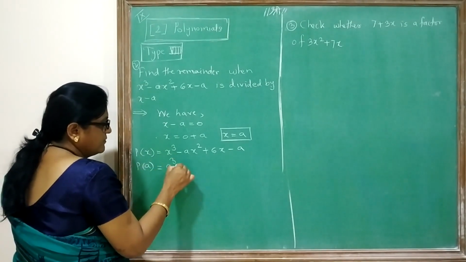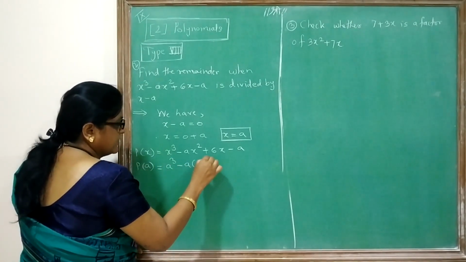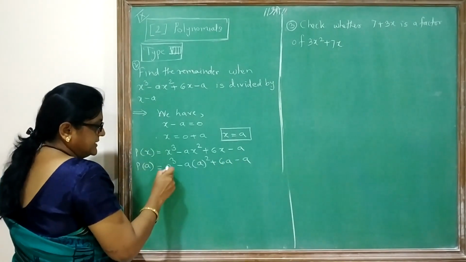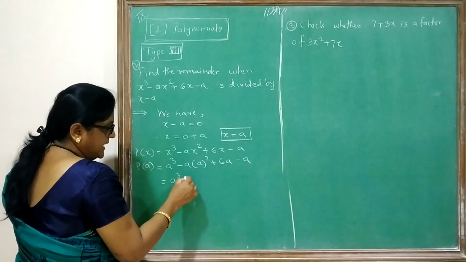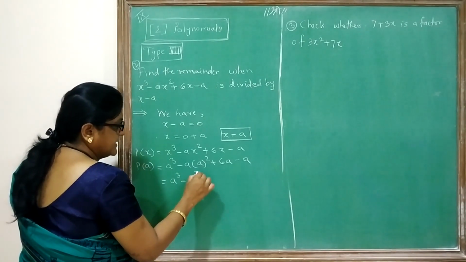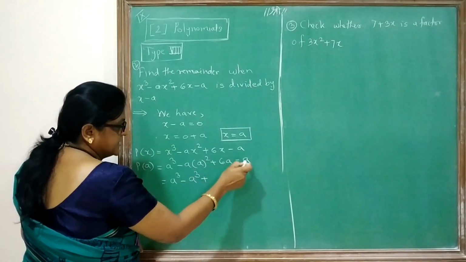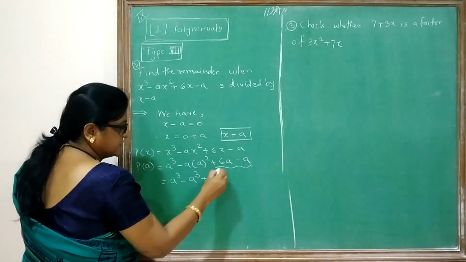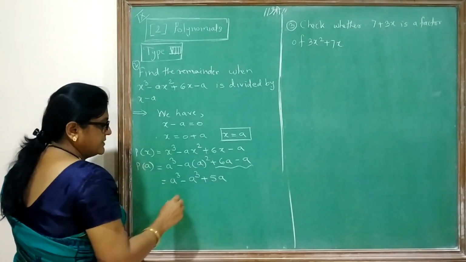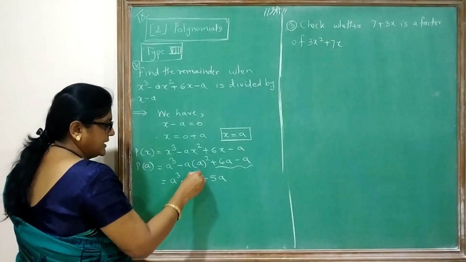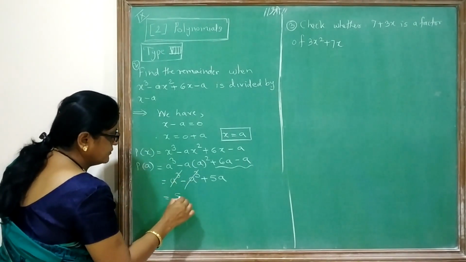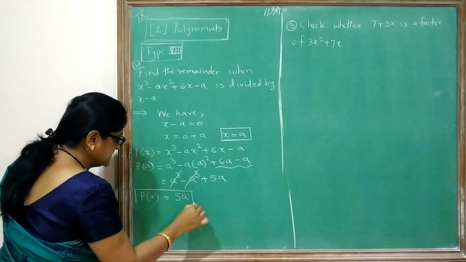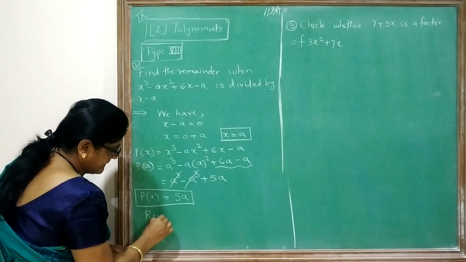That is a cube minus a into a square plus 6 into a minus a. Then a cube minus a into a square is a cube, plus 6a minus a. 6a minus a is 5a, and here a cube minus a cube cancel. Then your remainder is 5a.